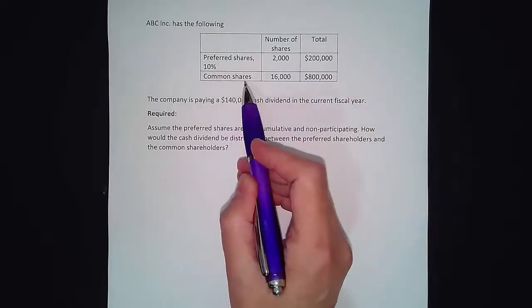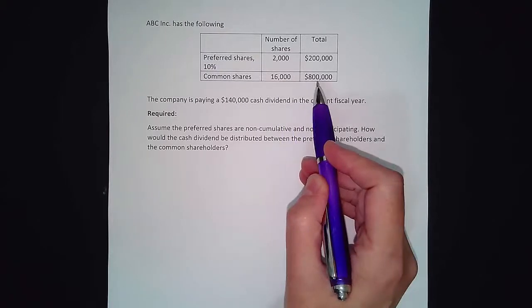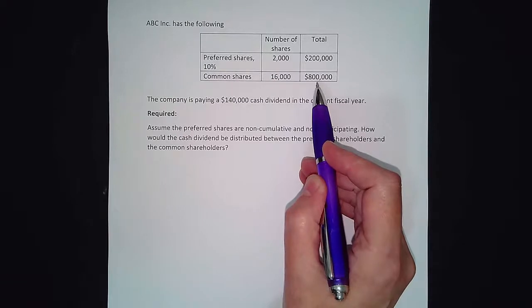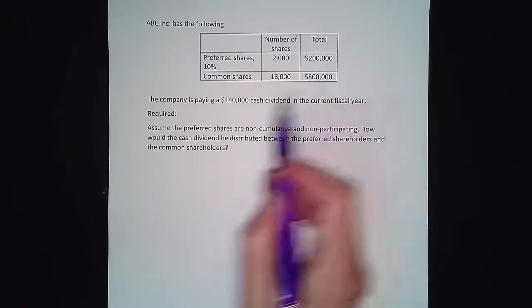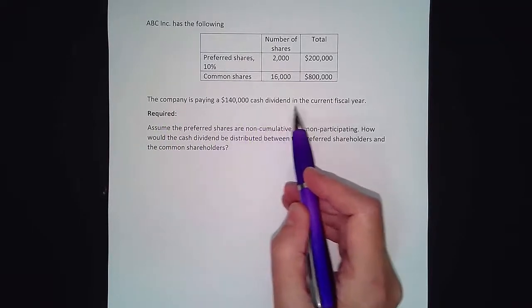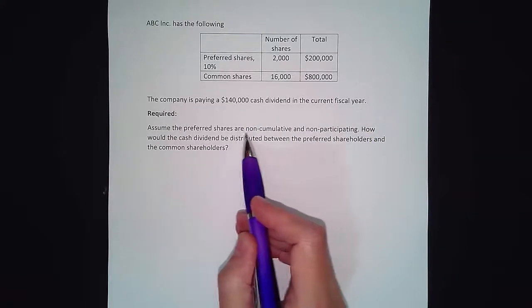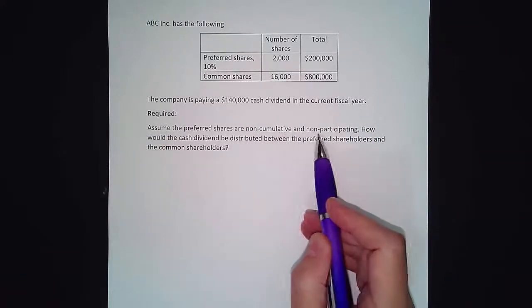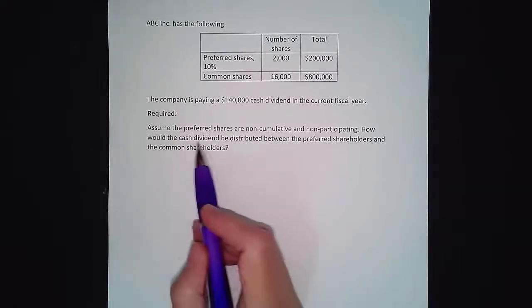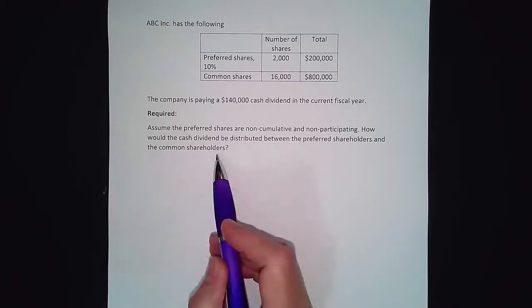Then we have the common shares. There is 16,000 common shares outstanding, and they are valued at $800,000, which is, of course, the carrying value on the equity section of the statement of financial position. The company is paying a $140,000 cash dividend in the current fiscal year, required. Assume the preferred shares are non-cumulative and non-participating. How would the cash dividend be distributed between the preferred shareholders and the common shareholders?